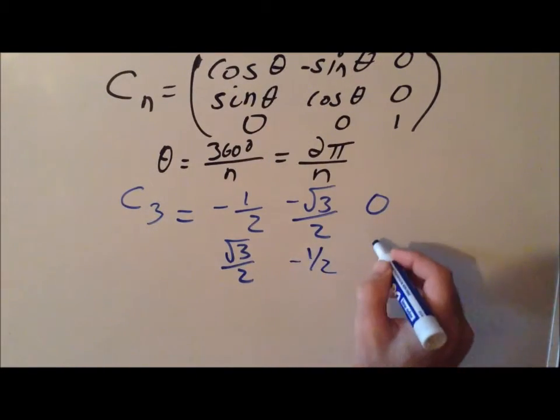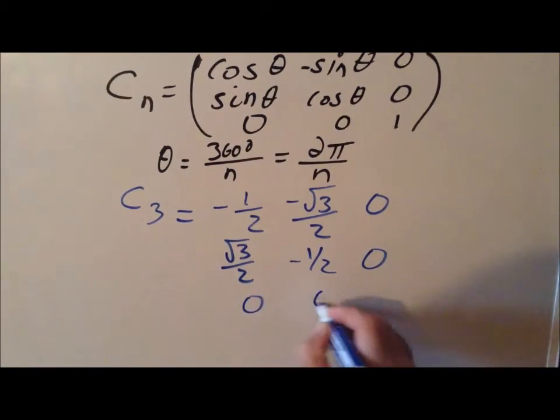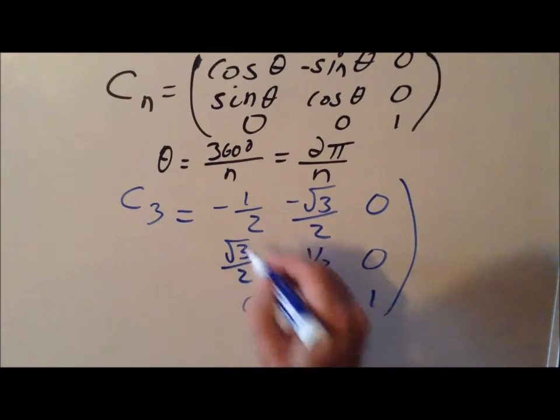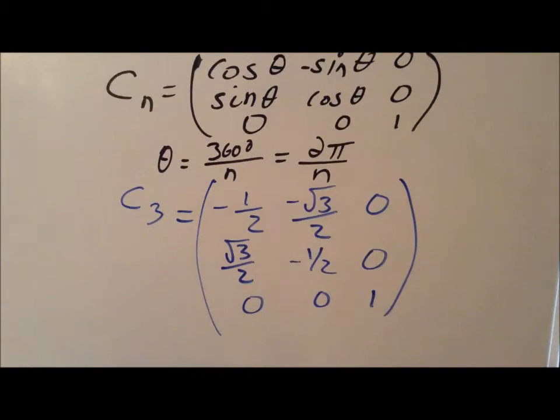And then the final position is a 1 because we have a proper rotation. So this is what the C3 matrix looks like in 3 dimensions. And one thing we can notice about the C3 matrix is that its trace, we would get from minus 1/2, minus 1/2, plus 1. So we see that the trace for C3 is going to be 0.